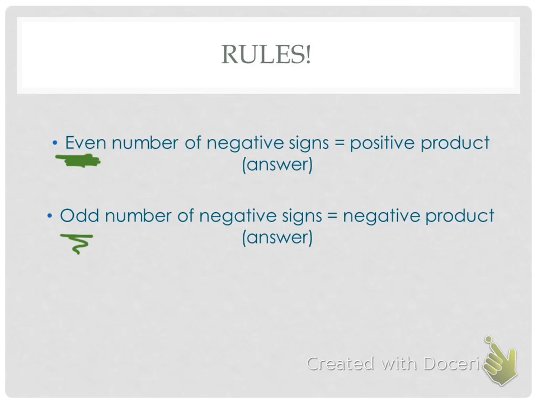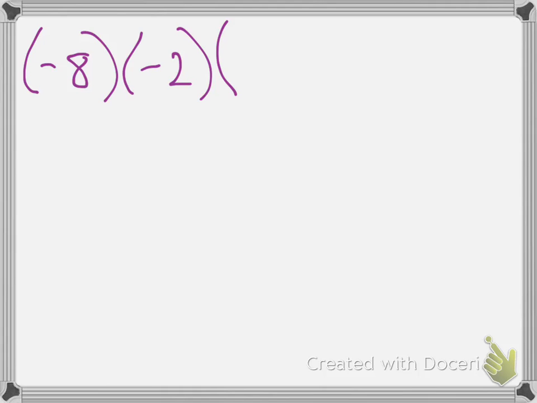All right, so let's do a few problems real quick and figure out if we're going to have a positive or a negative answer. If I had negative 8 times negative 2 times 1. Based on the rules that we just talked about, let's count how many negative signs we have. How many negative signs do we have? 2. Is 2 even or odd? It's even, so my answer would be positive.